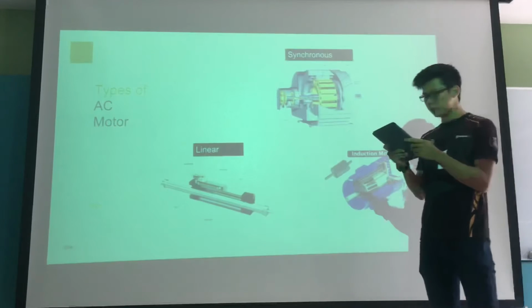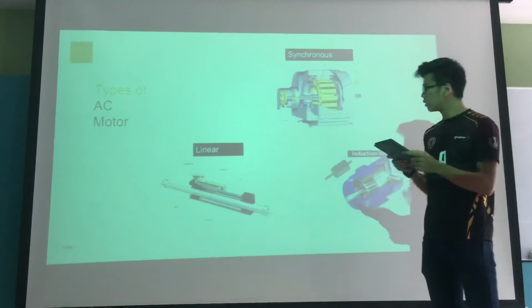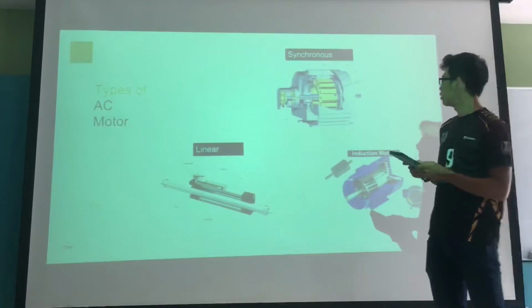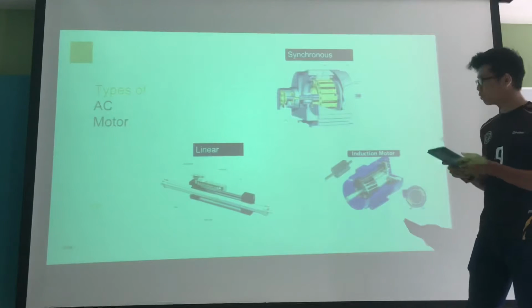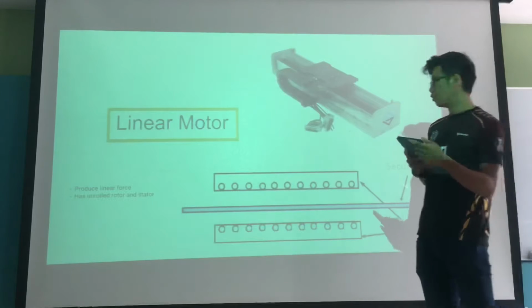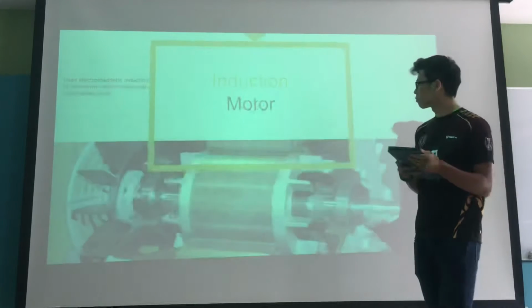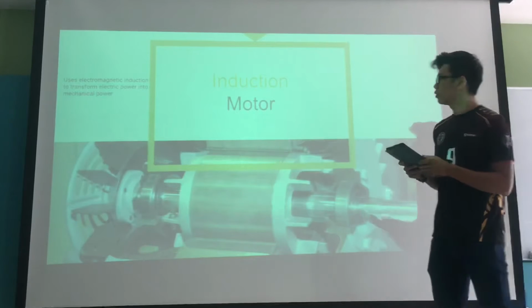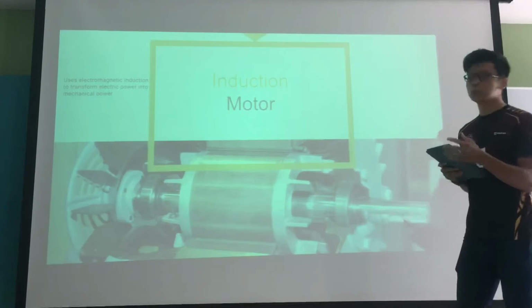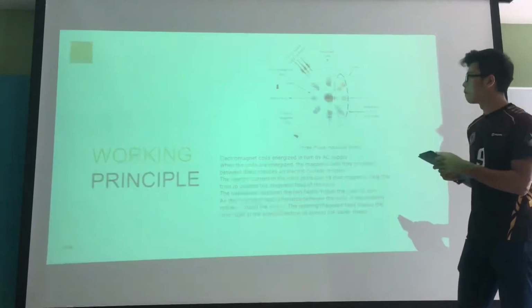There are several types of AC motor that we are going to discuss today. First is linear motor, next is synchronous motor, and another one is induction motor. Linear motor will produce linear force and has an unrolled rotor and stator. Induction motor uses electromagnetic induction to transform electric power into mechanical power.